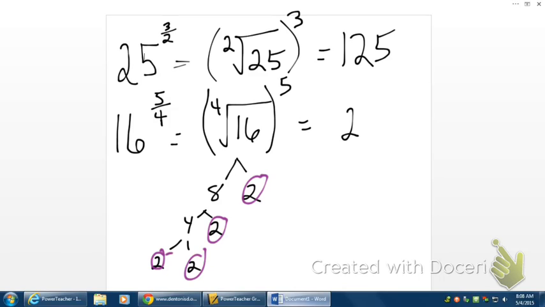And the last thing that you would have to do is raise it to the fifth power. And you get what? 32. That's what I got.